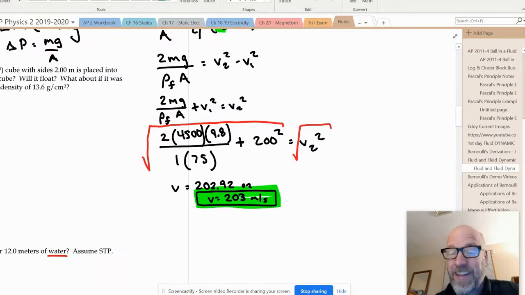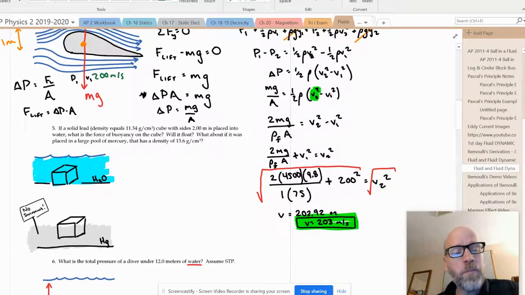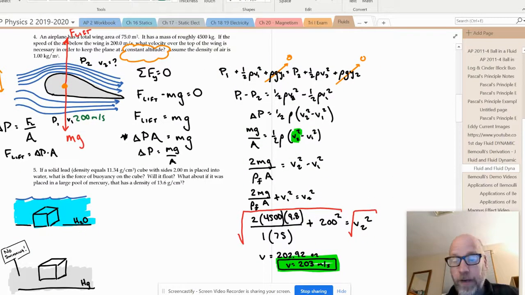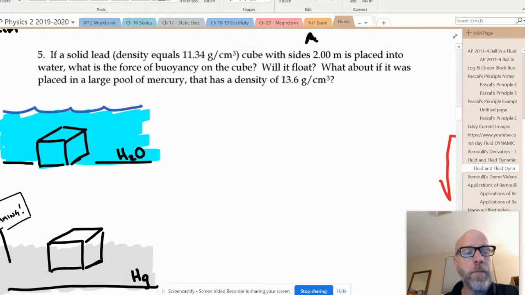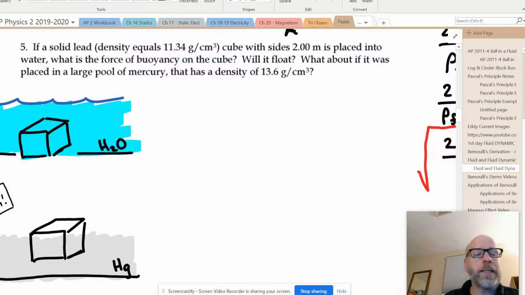If you look at that, that means that the change in wind speed above and below that wing is really minimal. Yeah, interesting. All right, number 5. Whew, boy, that was a long problem. Number 5. If a solid lead cube with sides of 2 meters is placed into water, what is the buoyant force or force of buoyancy on the cube? Will it float? No. What about if it's placed in a large pool of mercury that has a density that's given?